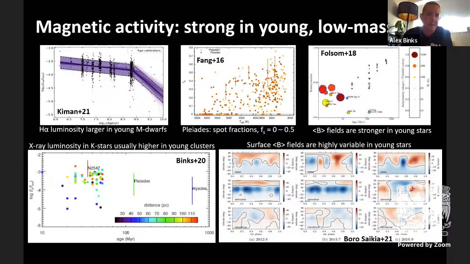So I mentioned a little bit about magnetism just then, and there's lots of empirical evidence to show that young low mass stars are much more magnetically active than their older main sequence counterparts. This can be manifested in lots of different ways. For example, you've got H-alpha luminosities, X-rays, which probe the coronae. You can have direct measurements of magnetic fields through Zeeman Doppler imaging. And using mid-infrared observations, one can actually probe the structure of star spots themselves. And all this evidence points to, well, that young stars tend to be more magnetically active.